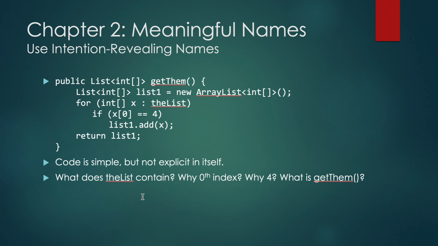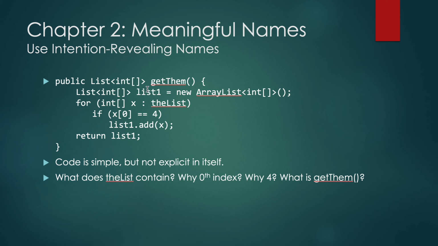So, an example is if you look at this code here, it says get them. There's a list 1, and it's looping through the list. Each list has an integer array, and if it's checking if the first element of the array is 4, then it adds it to this list and returns that list. So this code is simple, right? It's just a for loop with an if statement, a filter, and then it returns a resulting list. But then it does not explain itself, right?